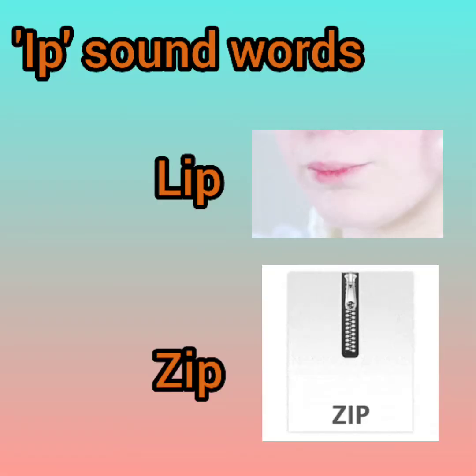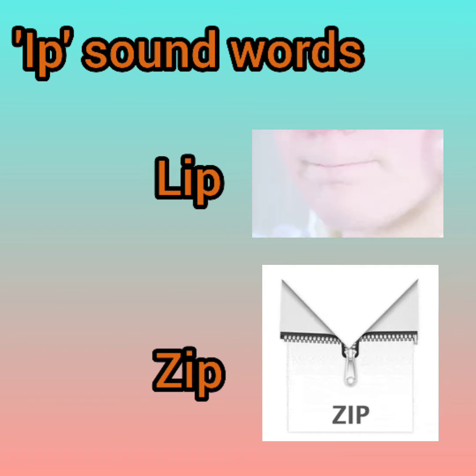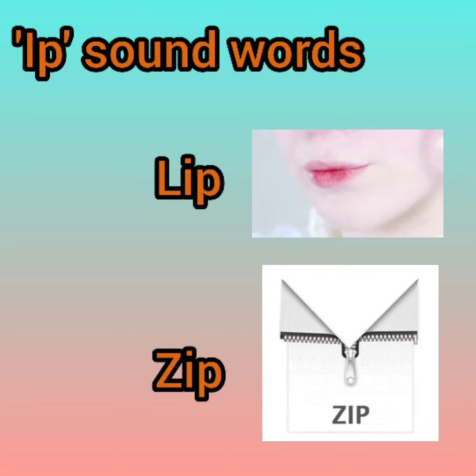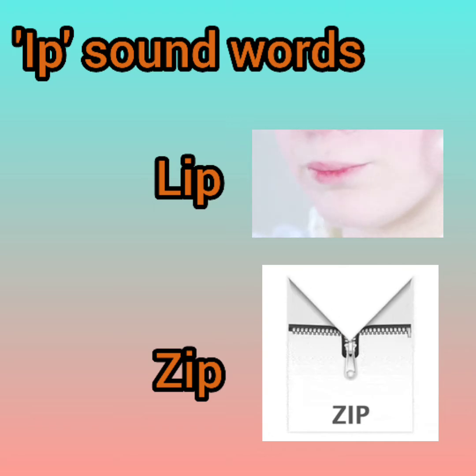Alright, now the next is IP sound words. IP, IP. जैसे कि हो गया LIP lip, L says L तो LIP हो गया lip, and Z says Z, so ZIP zip. Now both of these words you have already done in nursery, you know it, okay, and you can very well see it in the picture what is lip and what is zip. So it is clear now.